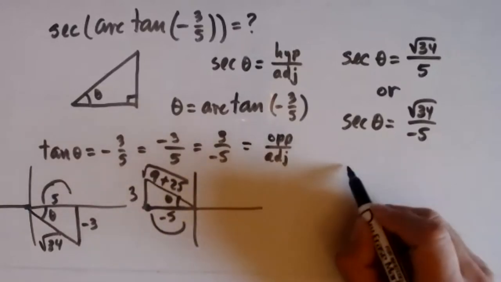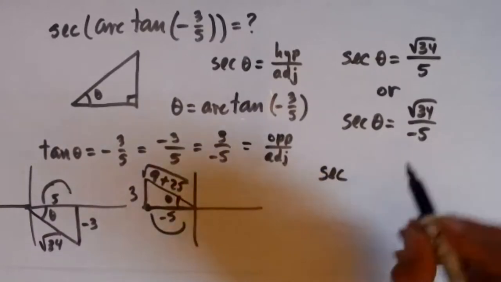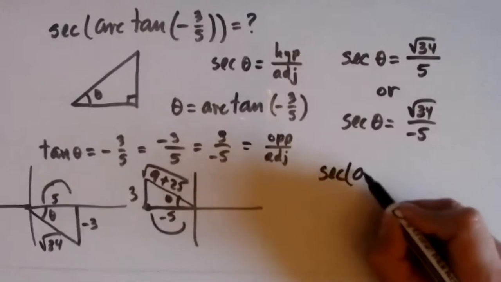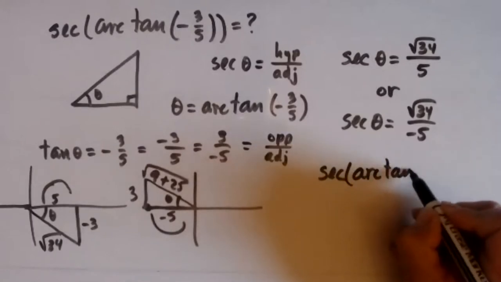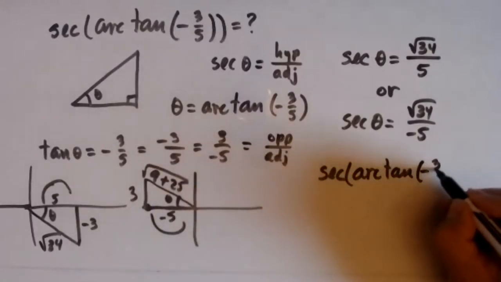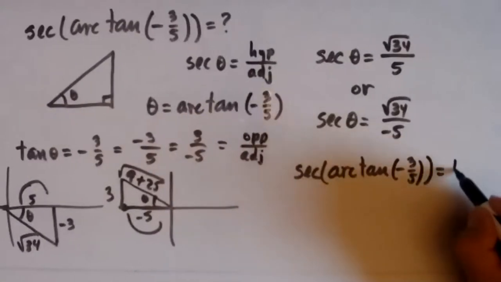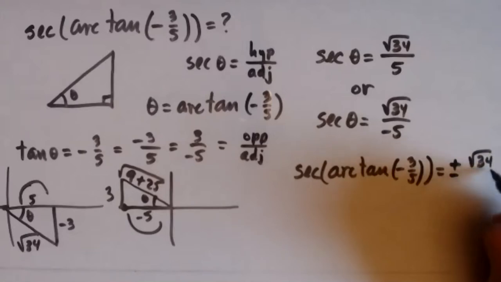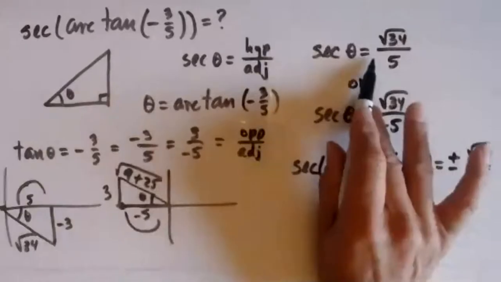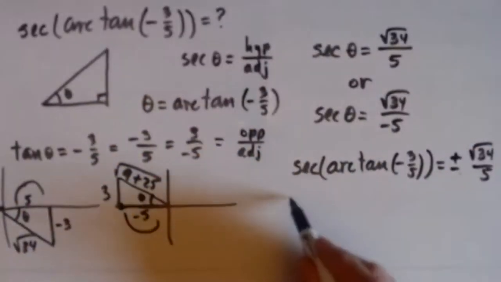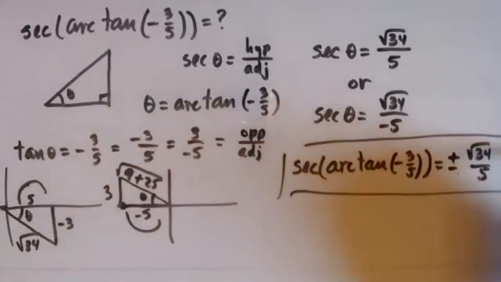So, the secant of the arctangent of -3/5 is positive or negative the square root of 34 over 5. Why the positive? Because this is positive. Why the negative? Because this is negative. So we're going to keep this answer.